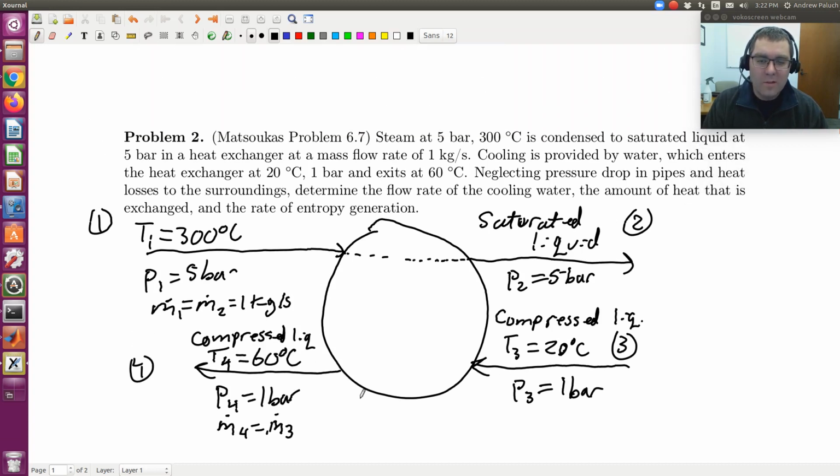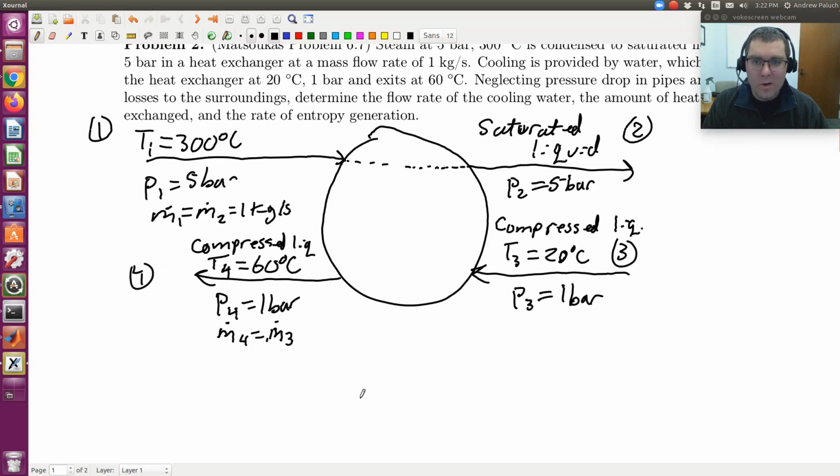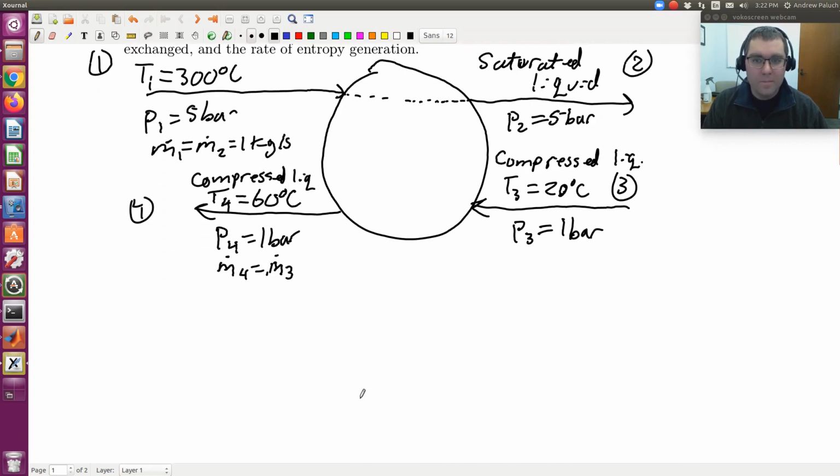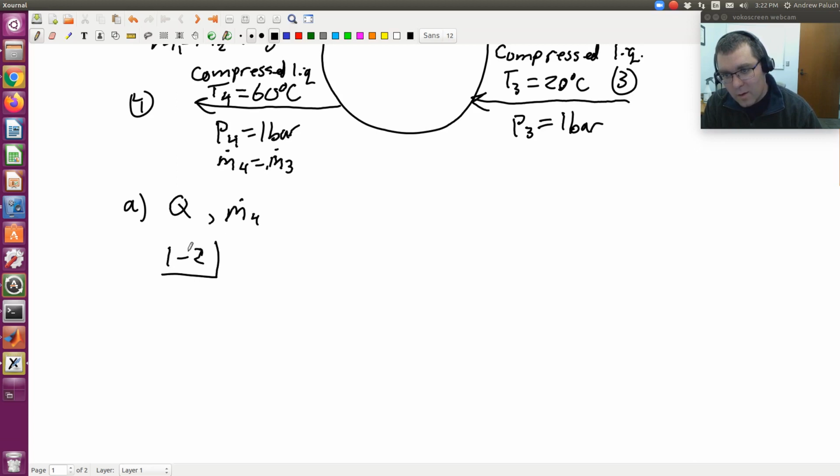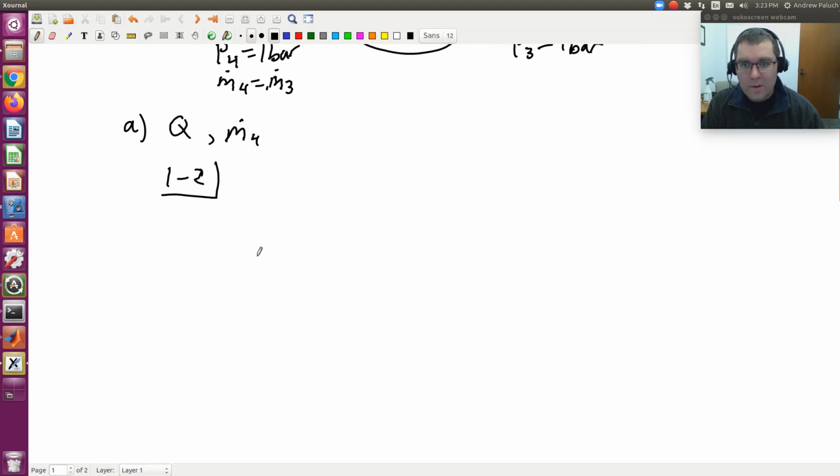Let's calculate the flow rate of the cooling water and the amount of heat that's exchanged, and after we do that, let's think about entropy generation and what we have going on there. First, I'll call this part A, where I'm going to solve for Q, and then I'm also going to solve for m dot 4, the mass flow rate of my cooling water. I'll start with a first law balance on stream 1 to 2, my steam.